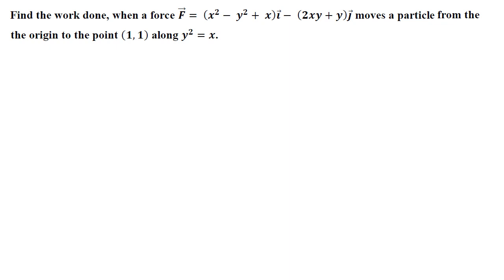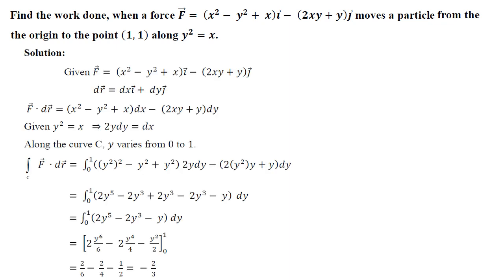Find the work done when a force F vector is equal to (x square minus y square plus x) i vector minus (2xy plus y) j vector moves a particle from the origin to the point (1, 1) along y square equal to x. So they have given that the F vector is equal to (x square minus y square plus x) into i vector minus (2xy plus y) into j vector. So we know that dr vector is equal to dx i vector plus dy j vector. Therefore, the dot product of F vector and dr vector is going to be equal to (x square minus y square plus x) dx minus (2xy plus y) dy.